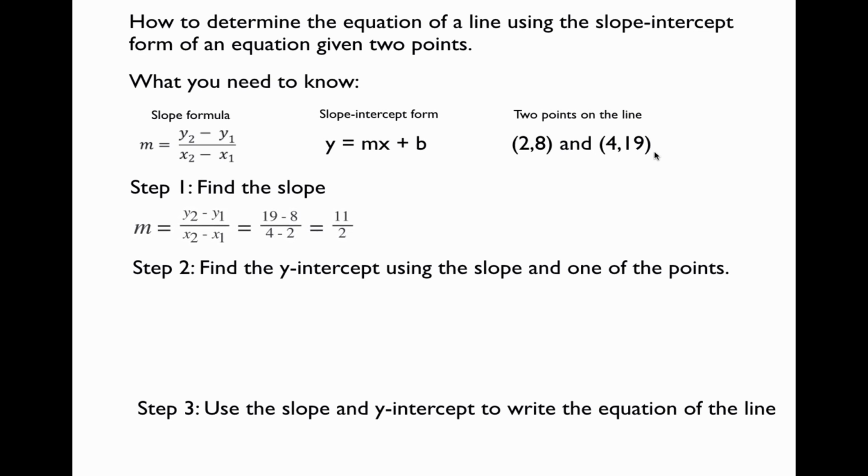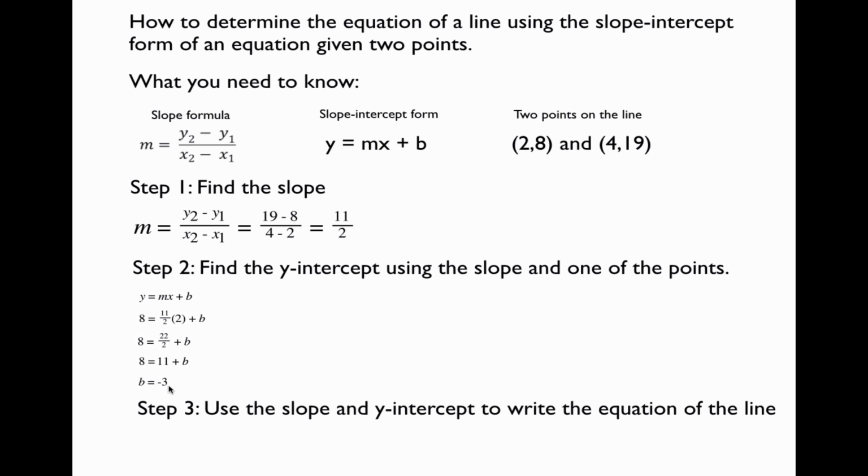So did you calculate the slope to be 11/2? Good for you. All right, now that we have the slope, we're going to use the slope and an input-output pair to find the y-intercept. So the first input-output pair I'm going to use is 2 and 8. So I'm going to plug in my slope, my input 2, my output 8, and then I'm going to solve for b. So multiply by 2, simplify, subtract, and I get b equals -3.